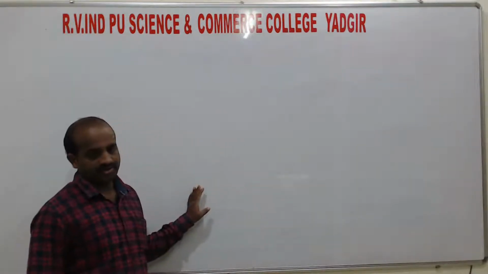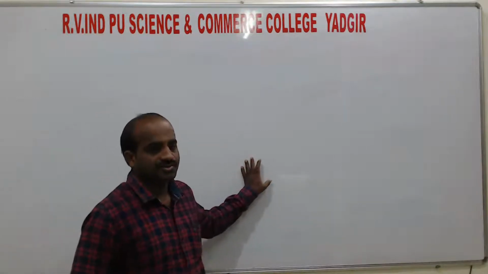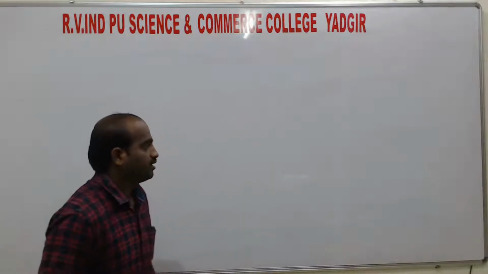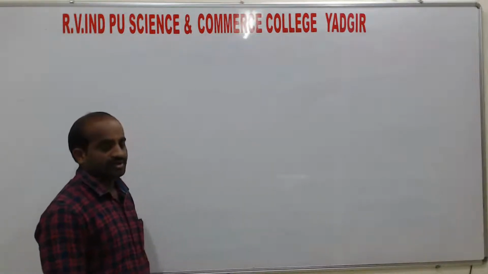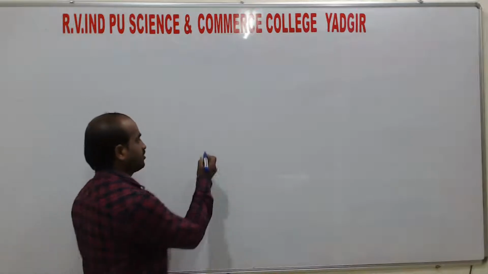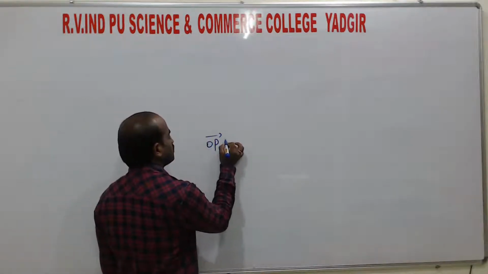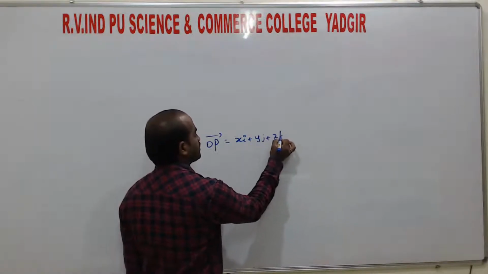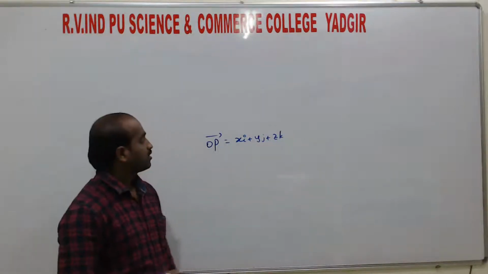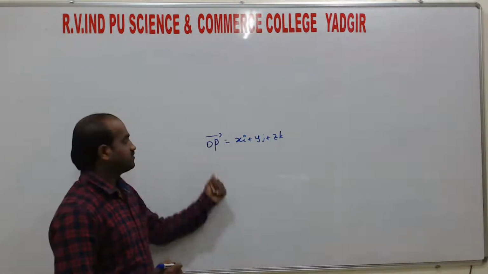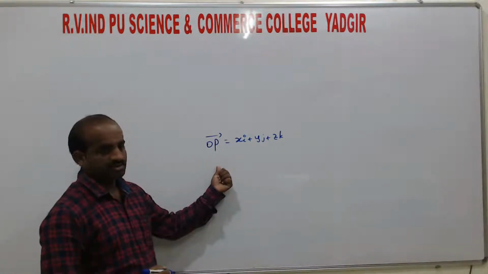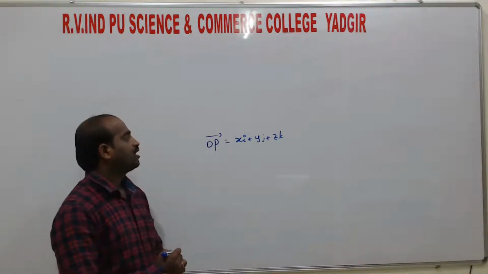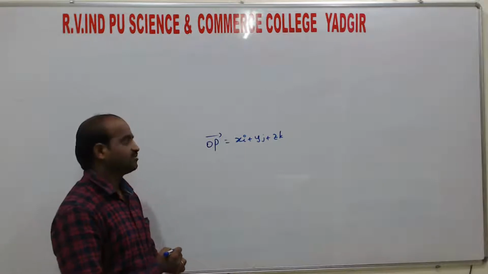Okay, on the chapter vector algebra. Last session we studied components of a vector. The position vector of point P(x, y, z) with respect to the origin is given by OP vector equals xi plus yj plus zk. This form of any vector is called the components form. OP vector is equal to R vector is equal to xi plus yj plus zk.